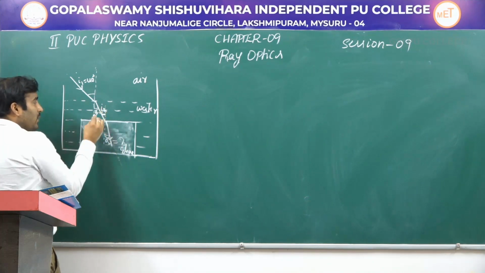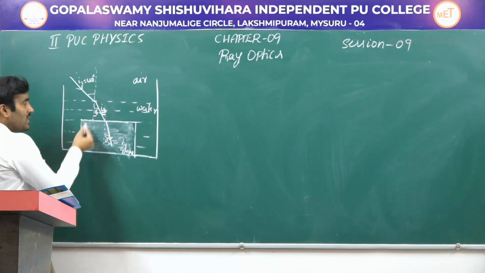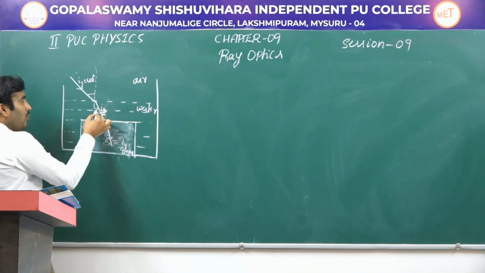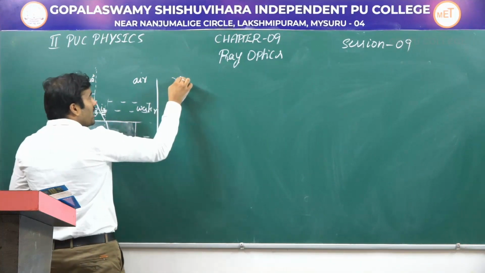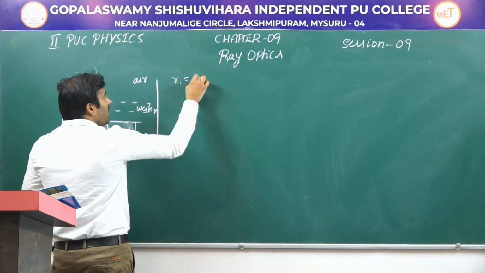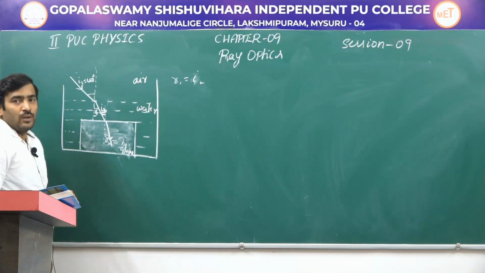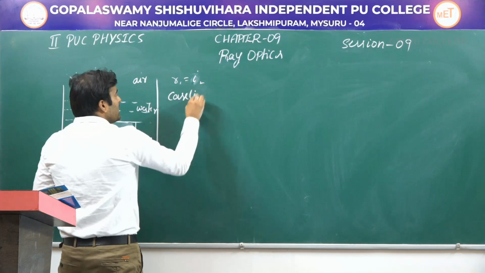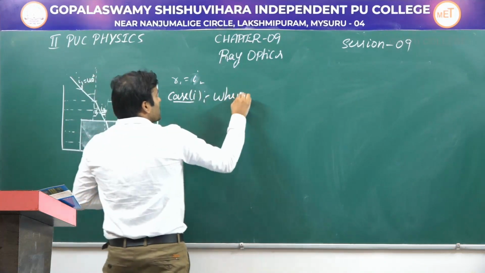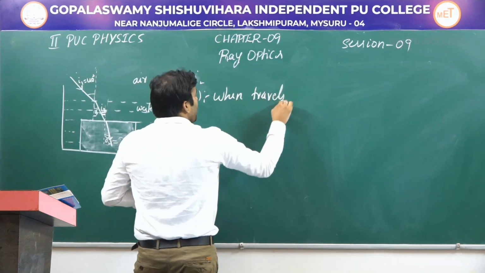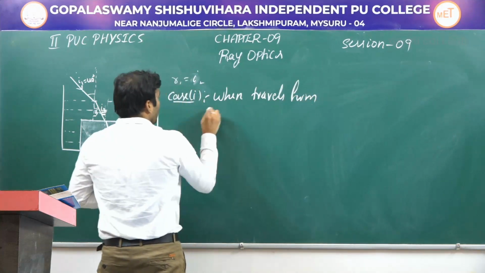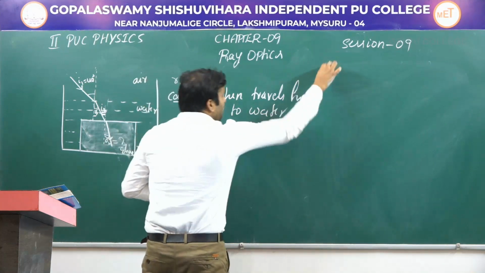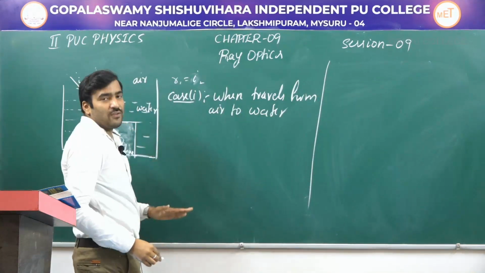By this diagram, the R1 and I2 are same because they are nothing but alternate angles, correct? If this is a normal and this one is a normal, R1 and I2 must be same. Therefore, we can write the condition of R1 is equal to I2. Now, let us solve this problem by considering the two cases. First case is when light travels from air to water. This is the first case.